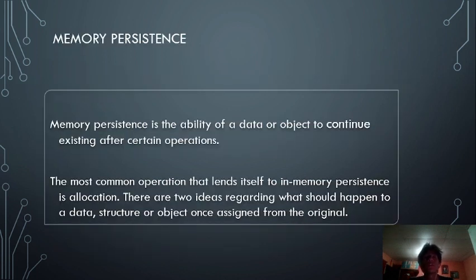Memory persistence. Memory persistence is the ability of a data or object to continue existing after certain operations. The most common operation that lends itself to in-memory persistence is called allocation. There are two ideas regarding what should happen to a data structure or object once assigned from the original.